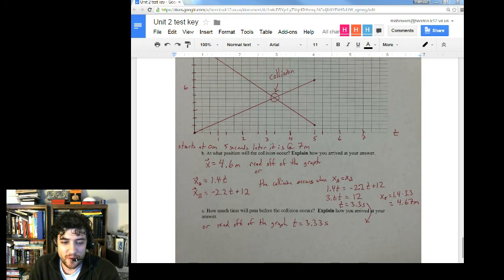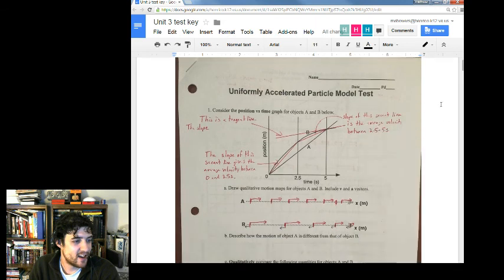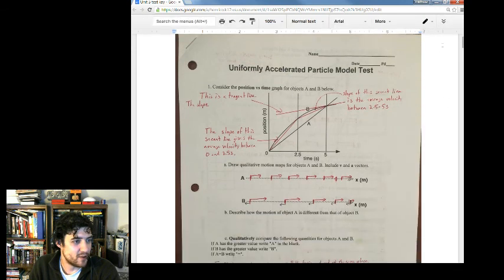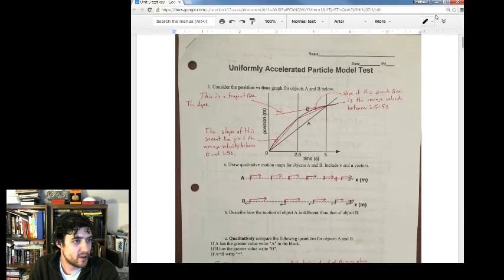Sure, we can go through the Unit 3 test. Zoom in a little bit. Oh, that isn't what I wanted. I want to zoom. Oh, I am zoomed in a little bit.